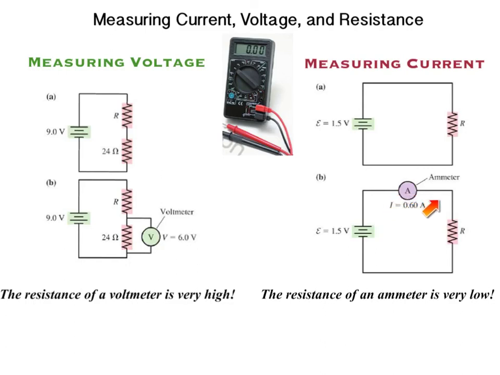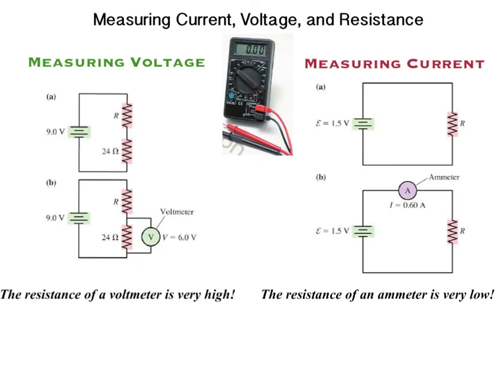We know that the current in a series circuit is the same at all points in the circuit, so we can accurately measure the current. The resistance of the ammeter is very, very, very small, so that the voltage drop it causes is so small that it's insignificant. This allows us to accurately measure the current through the circuit. So voltage drops have to be measured in parallel, currents have to be measured in series.